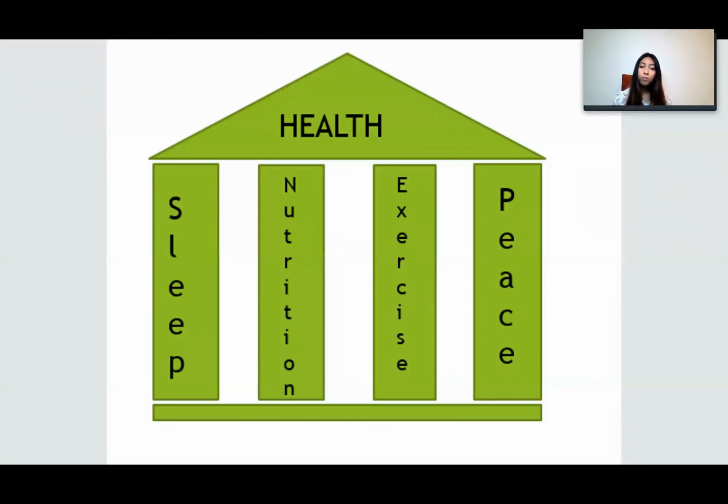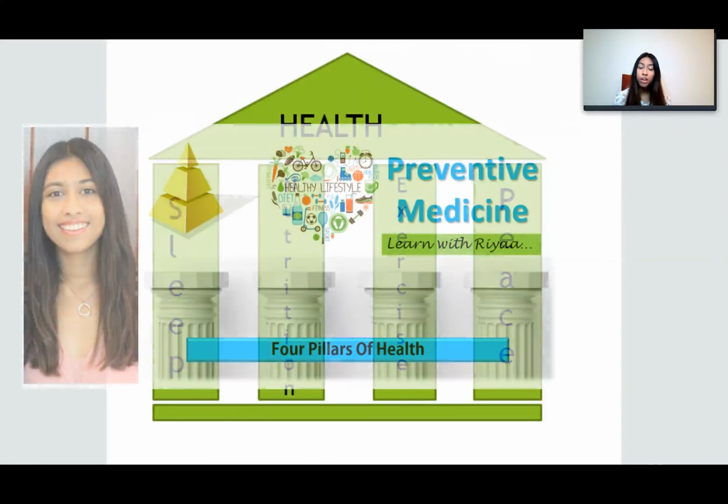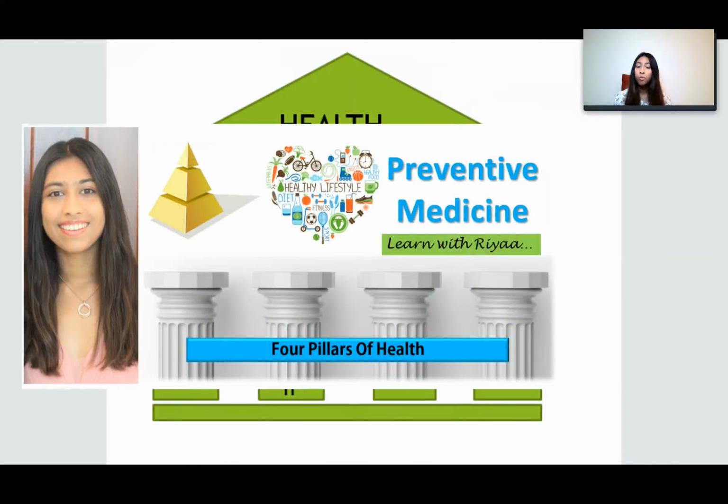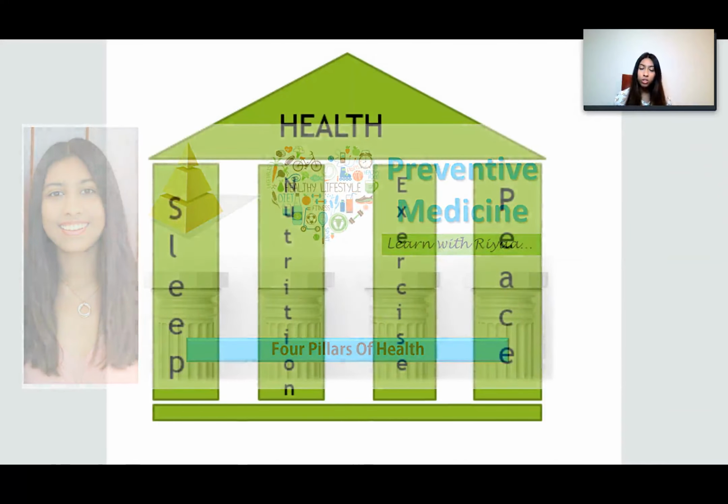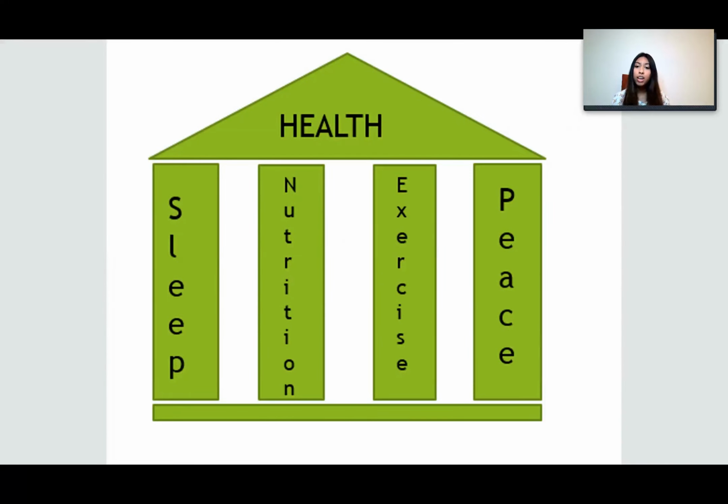So if you remember from my last video about preventive health, we learned about the 4 pillars of health, which include sleep, nutrition, exercise, and peace. All 4 are very vital to leading a well-rounded life. But today we are going to be talking about just sleep. I'm going to be telling you guys about the physiology of sleep, the negative effects of sleep deprivation, and how we can all get more sleep.